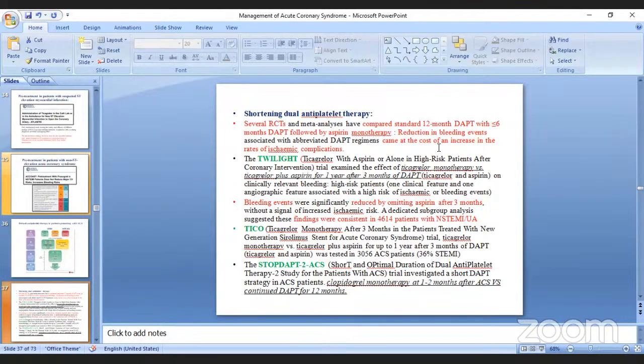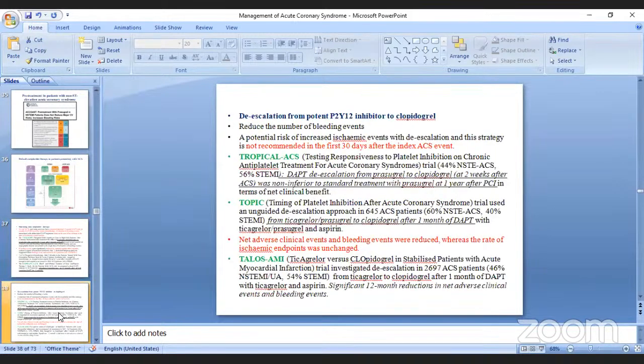And the STOP DAPT-2 ACS trial is where clopidogrel monotherapy was started after 2 months of DAPT versus continued DAPT for 12 months. When it comes to de-escalation from a potent P2Y12 inhibitor to clopidogrel, again here the main aim is to reduce the number of bleeding events, but this has a potential risk of increased ischemic events. So this de-escalation should not be attempted within the first 30 days after an index ACS event.